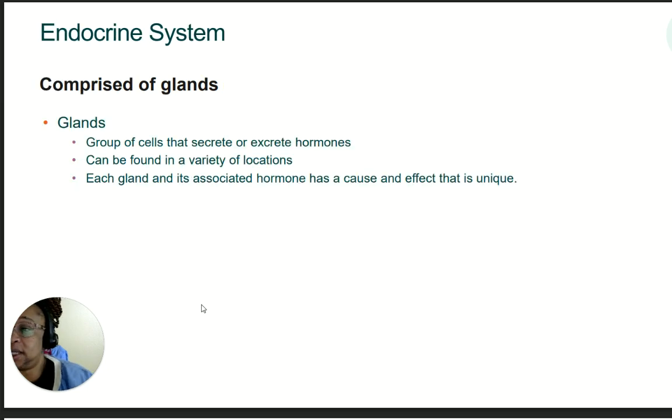The endocrine system is composed of the glands. Glands are a group of cells that secrete or excrete hormones, and can be found in various locations. Each gland and its associated hormone has a cause and effect that is unique.